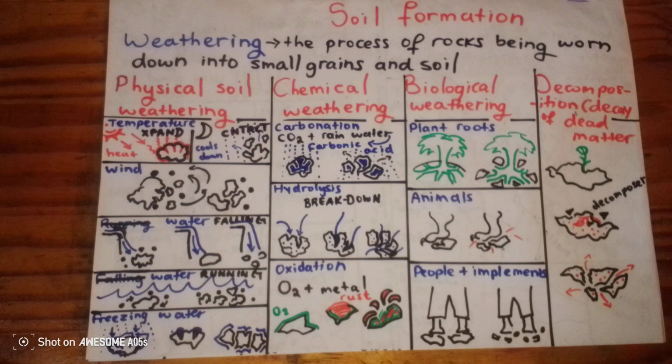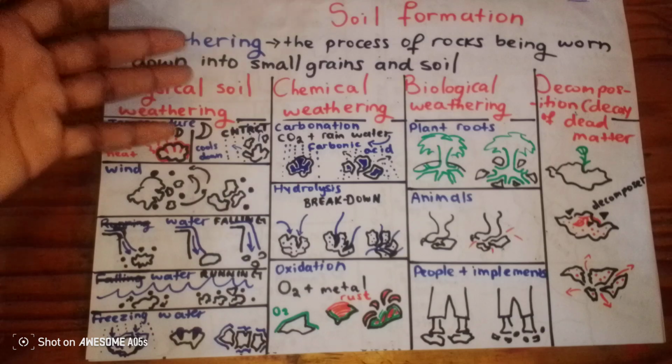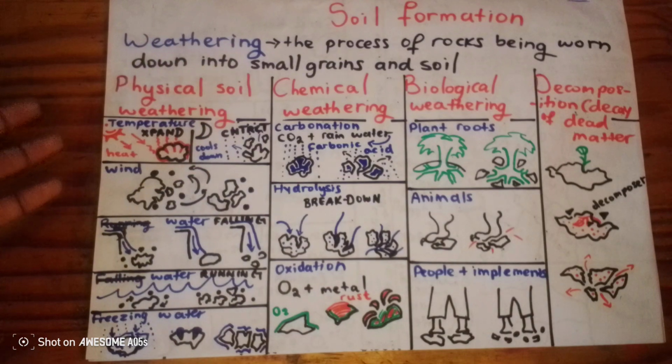But today we are looking at soil formation. That's in agriculture. So we will look at soil formation, which really covers how soil is formed. We have various processes that contribute to how soil is formed. And the one process that's very, very important here is weathering. So weathering is the process of rocks being worn down into small grains in soil. So that's a big rock being worn down over time, by either the effects of rain or wind.